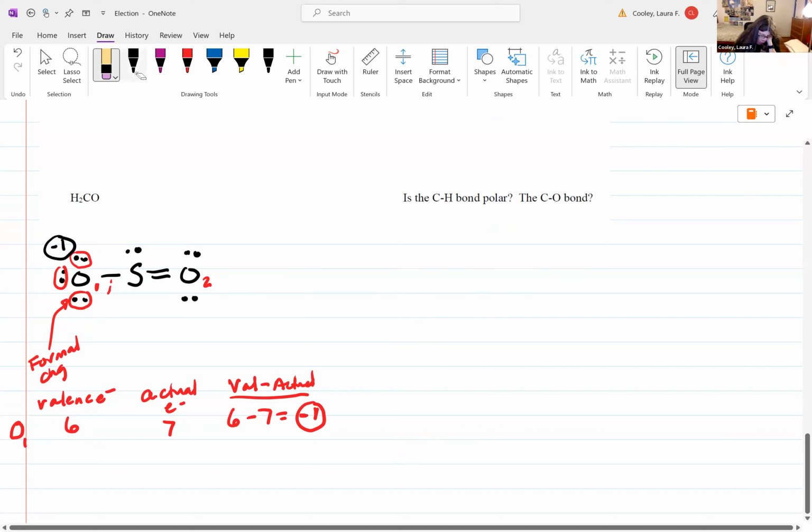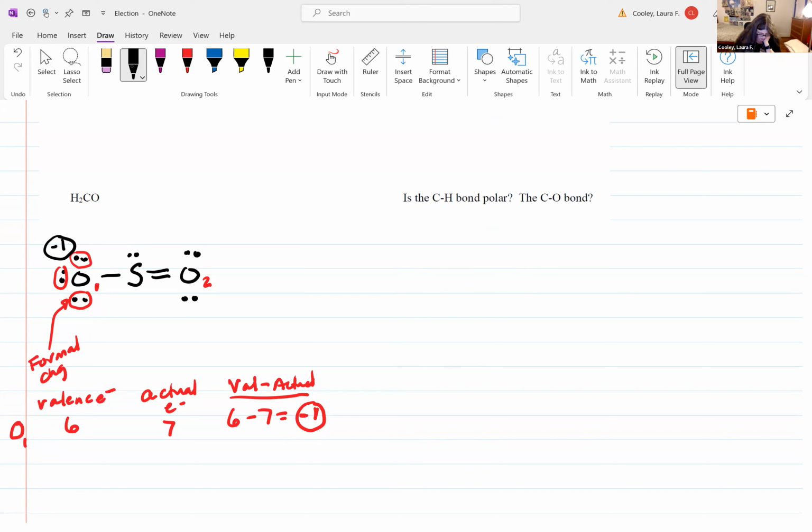Let me get rid of this crazy line here and make these dots a little more reasonable. All right, now let's do the sulfur. Sulfur is also in group 6, so what's its valence electrons? Also 6. Now if you count, you have half of each of these: 1, 2, 3, 4, 5. So 6 minus 5 is +1. The sulfur has a formal charge of +1.